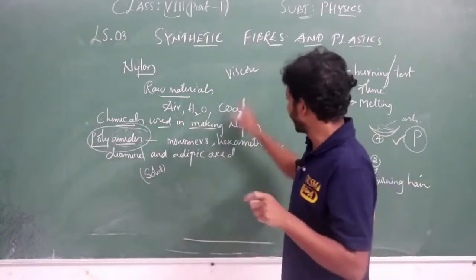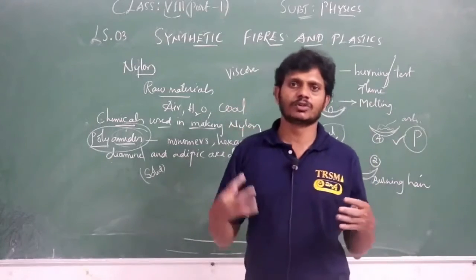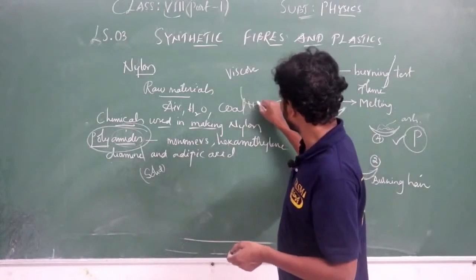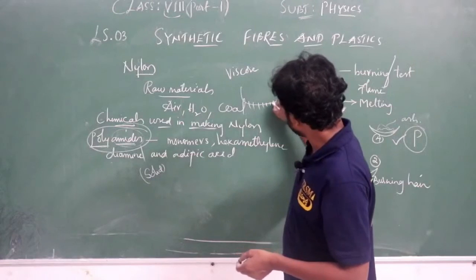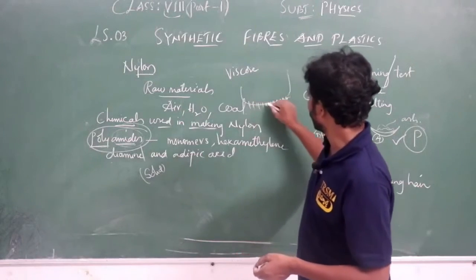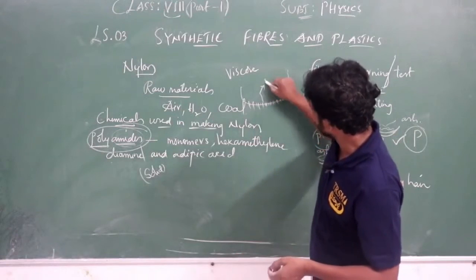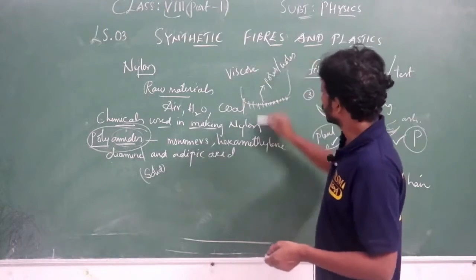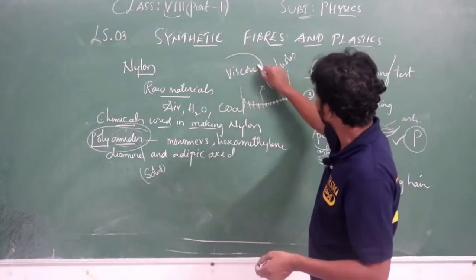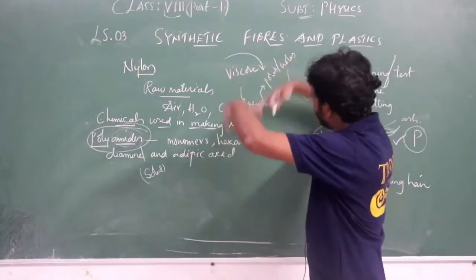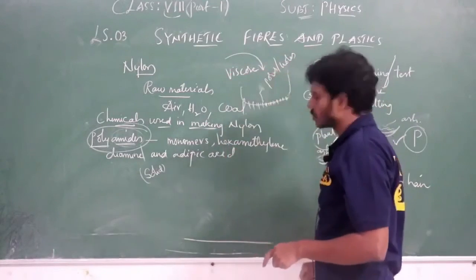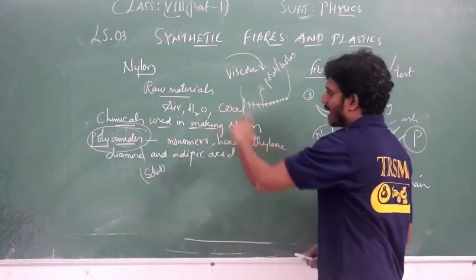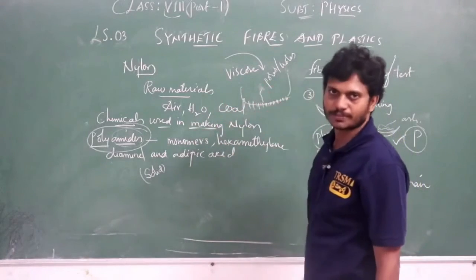This fluid form, this viscous state, is allowed forcefully through a spinneret. A spinneret is nothing but a plate with many small, tiny holes. We say these are pores. Pores are holes. So this viscous polyamide is introduced into this, and with force, with pressure, it is allowed to pass through these pores.